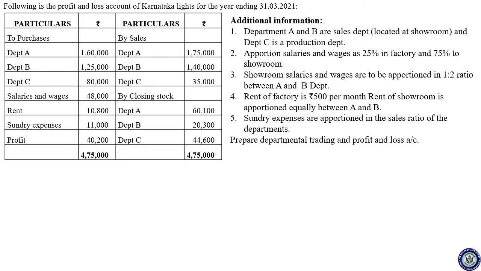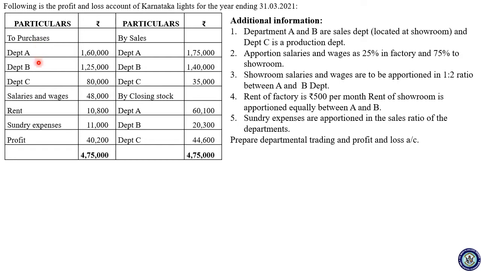Okay, first we'll discuss the problem. They have given the profit and loss account. Profit and loss account means they have given some trading items as well as some of the indirect expenses. Then they have given the additional information in which the apportionment ratios and instructions regarding the apportionment are given. Now first we'll see the profit and loss account. In this problem there is no opening stock, so you directly start with purchase.